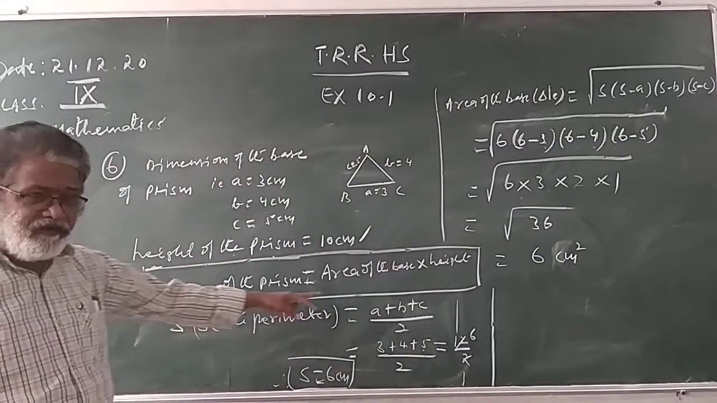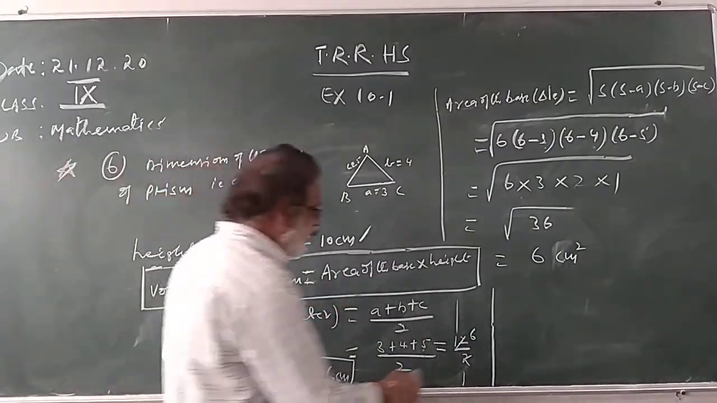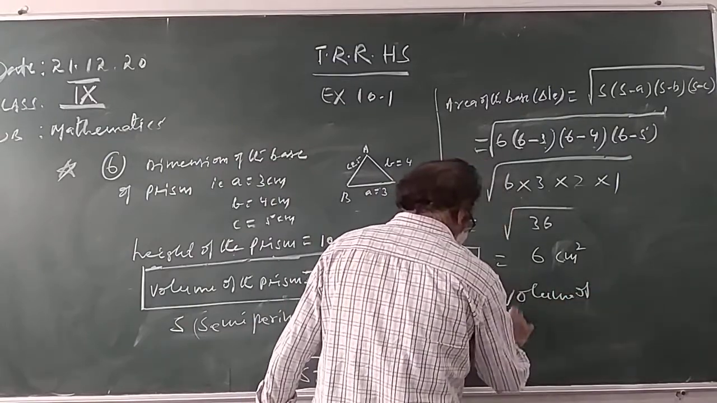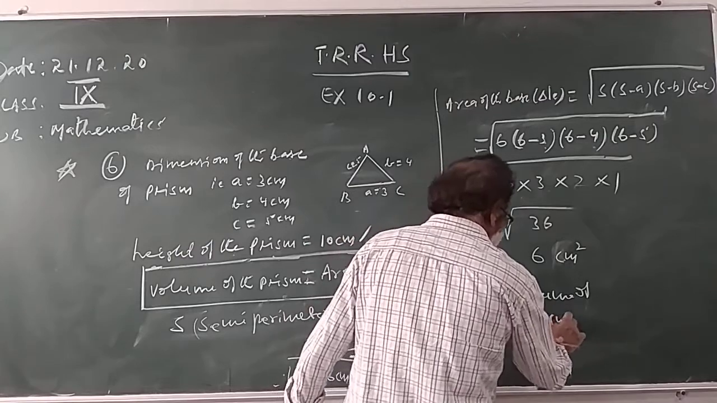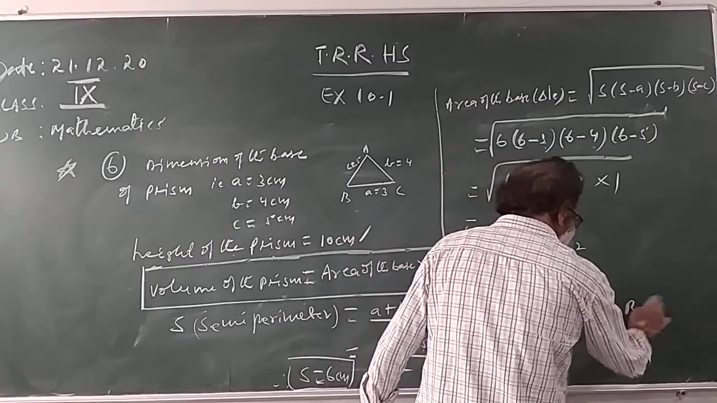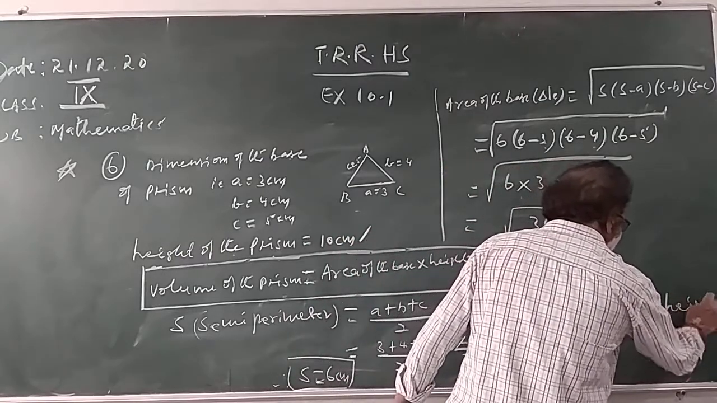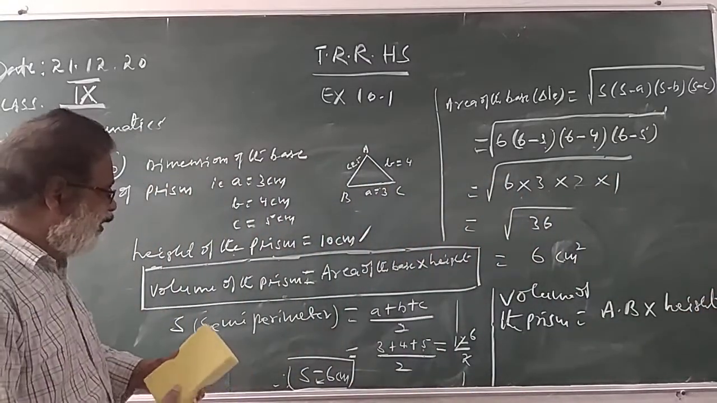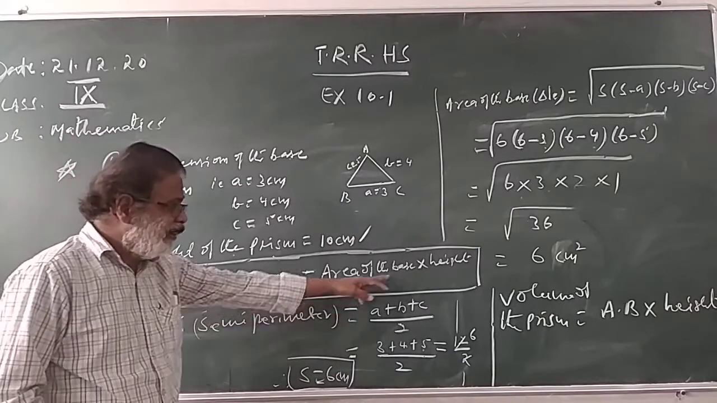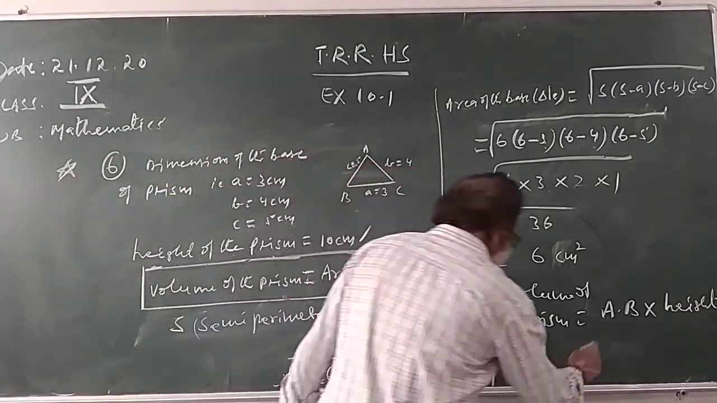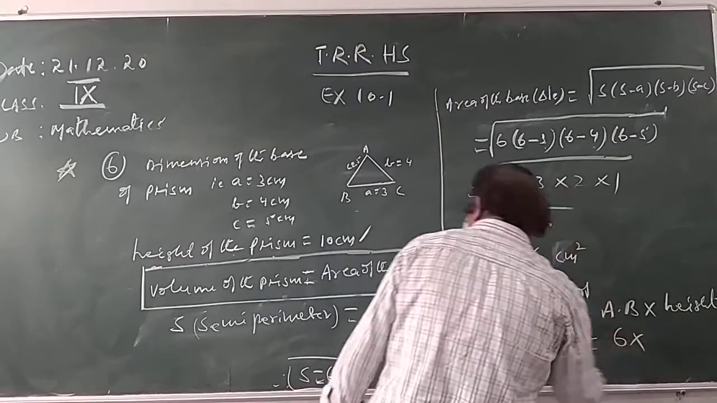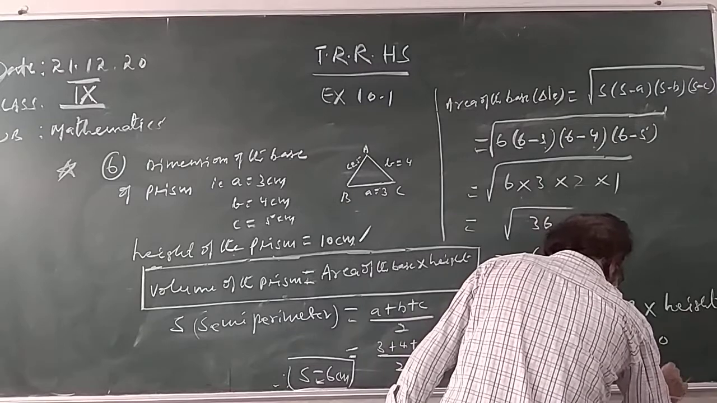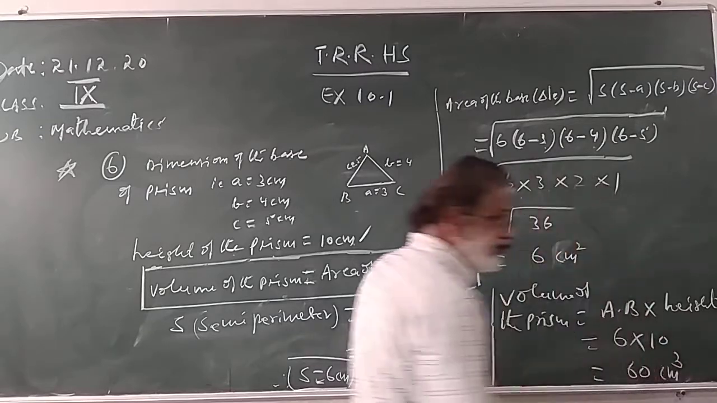What is the volume of the prism formula? Area of the base into height. Volume of the prism is equal to AB into height. AB means area of the base, already I have written here. Area of the base is 6. The height is already given, 10. So 6 times 10 is 60 cubic centimeters. This is the volume.